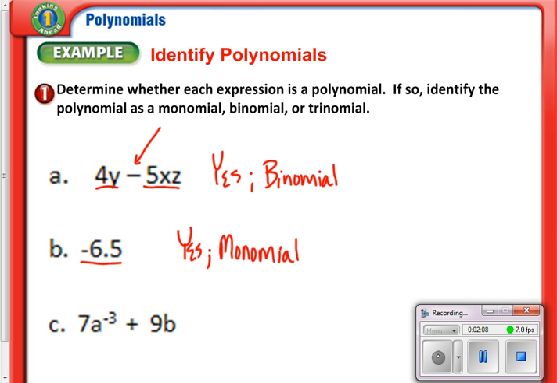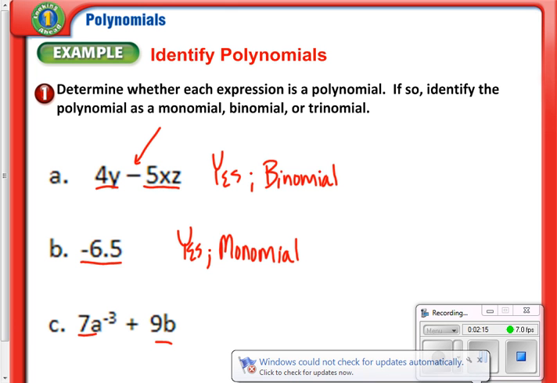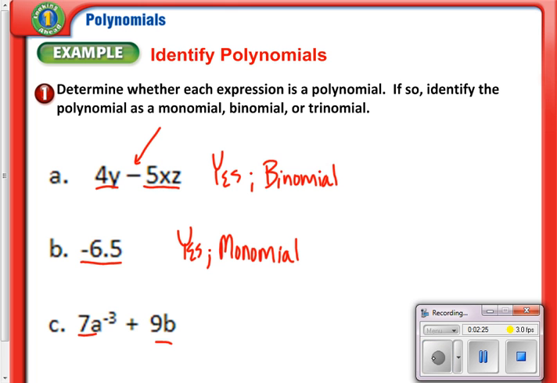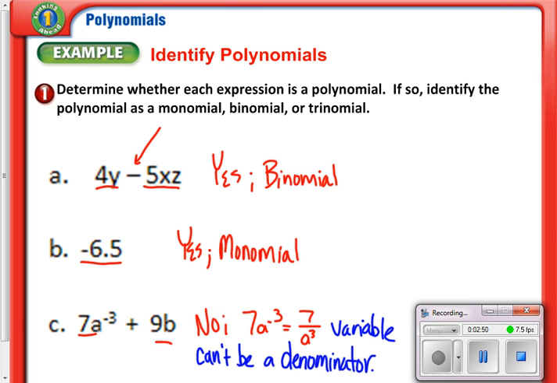The third example, C. A lot of people want to say that this is a binomial because it looks like you have a couple different terms. This is not a polynomial. The reason is that you have a negative exponent here. Really, 7a to the negative third is equal to 7 over a to the third when we get rid of that negative exponent. And a variable cannot be in the denominator to be considered a monomial, or in this case a polynomial. So that's just reinforcing that this cannot be a polynomial.